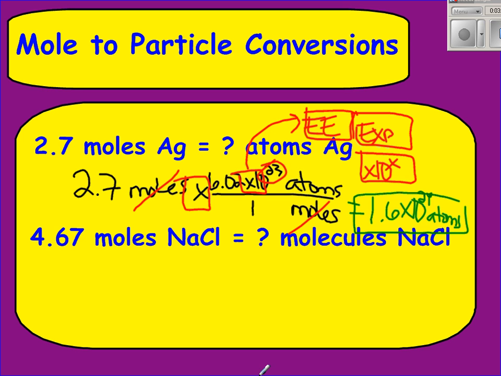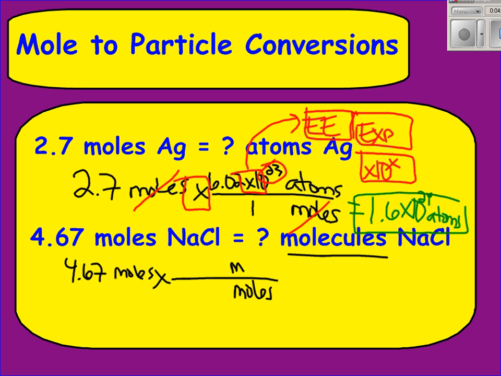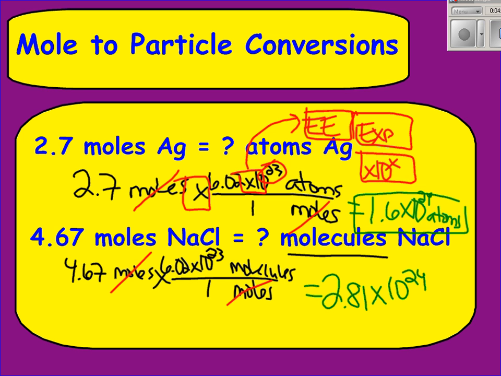All right, let's take a look at another one. Suppose I have 4.67 moles of NaCl, and I want to know molecules. I'll set up my conversion with moles on the bottom and molecules, which is a particle, on the top. Since molecule is a particle, I'm still going to use the same conversion, 6.02 times 10 to the 23rd. Moles cancel out, and now I go through and I multiply. 4.67 times 6.02 times 10 to the 23rd. Your answer with correct significant figures should be 2.81 times 10 to the 24th.